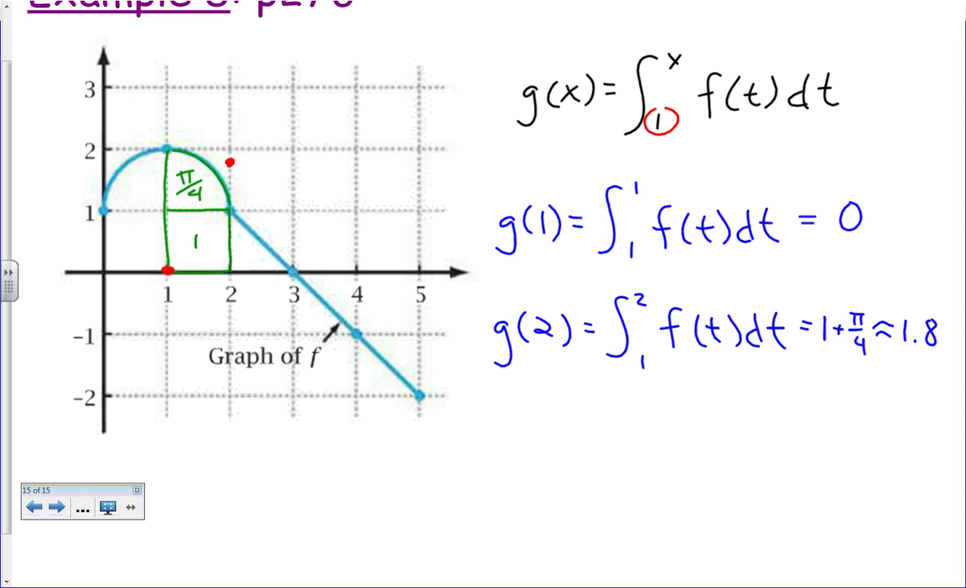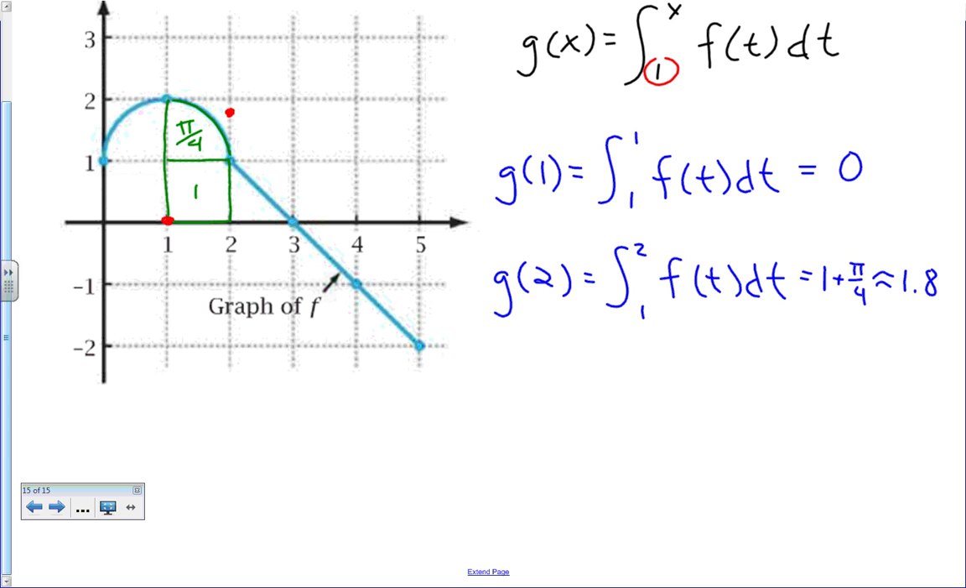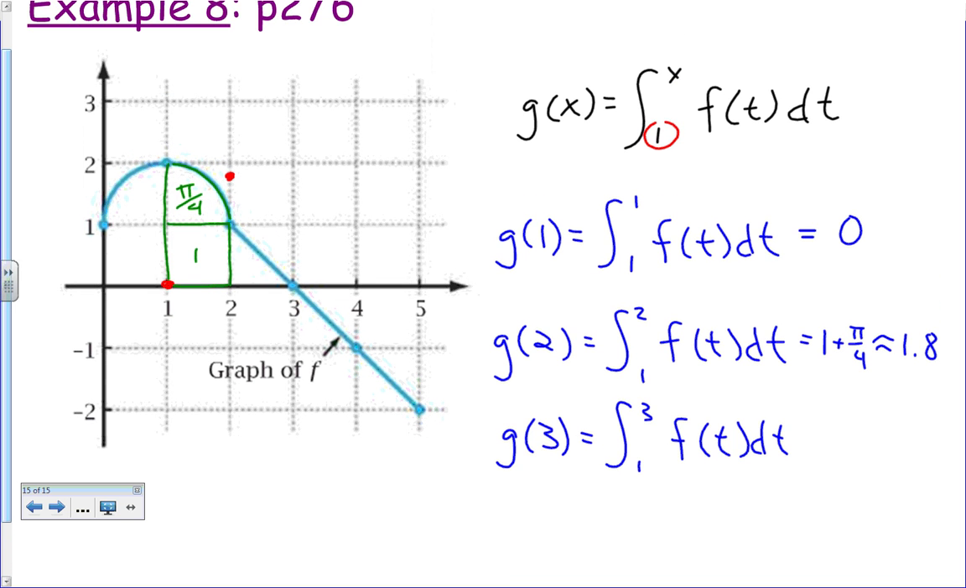And we're going to continue with this. So let's move on to 3. So at x equals 3, g of 3 is equal to the integral from 1 to 3 of f of t dt. And again, that means that I've got to find the area from 1 to 3 now. So I've already done the area from 1 to 2. So now if I add on this region from 2 to 3, that's just a triangle. And the area of that triangle is, of course, 1/2.